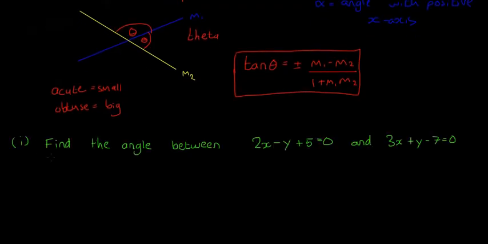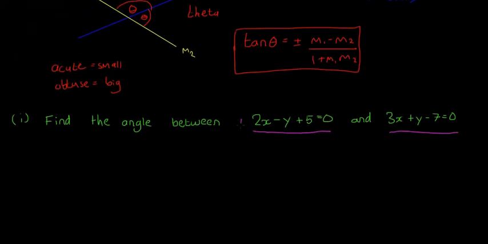So here I have it scribbled out quickly. It's asking us to find the angle between this line here, 2x minus y plus 5 is equal to 0, and this one here, 3x plus y minus 7 is equal to 0. So if we look at the formula, tan theta is equal to plus or minus m1 minus m2 over 1 plus m1 m2. Basically, that's what we need to find. We need to find m1 and m2, and then we can find theta easily enough.